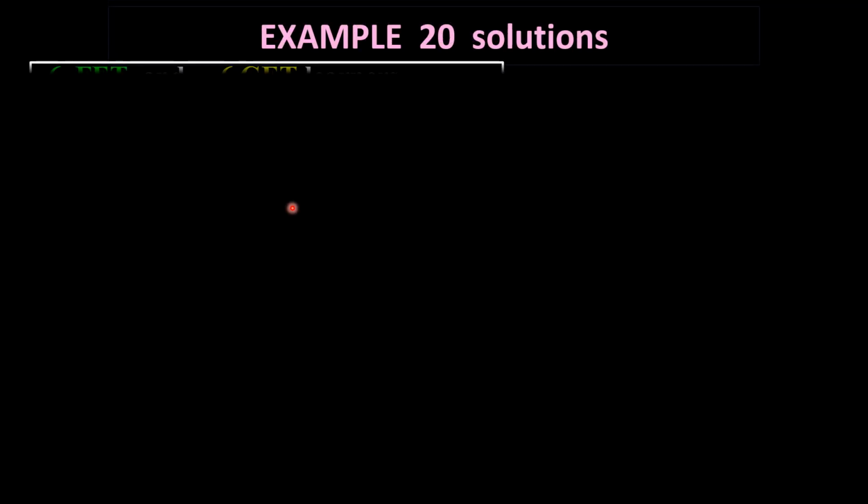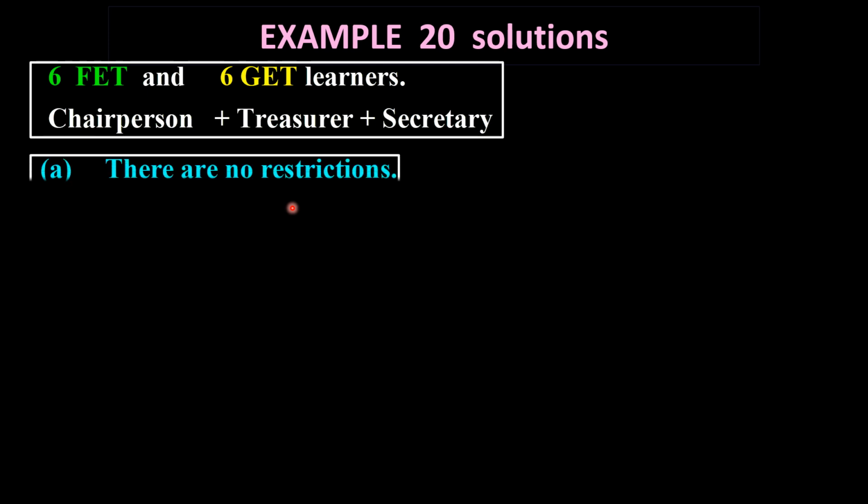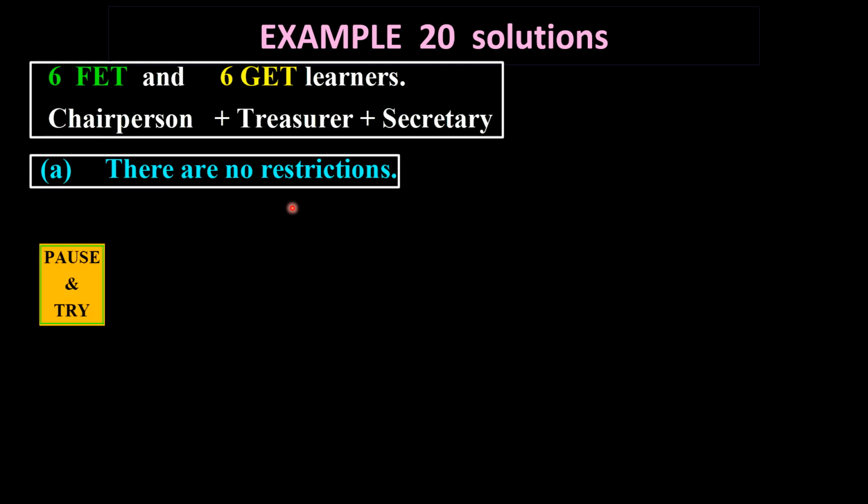Now, this is going to be an example for you to try. So let's just get the information first. 6 FET, and we have colors just to assist you, and 6 GET learners. So the counting will be for you. There are no restrictions. We're going to look at the solution, but let's pause the video and give you a chance here. This one is not that difficult, so let's make it 2 minutes, and you will get about 2 marks for that. So let's pause, and once you're done, you can continue again.